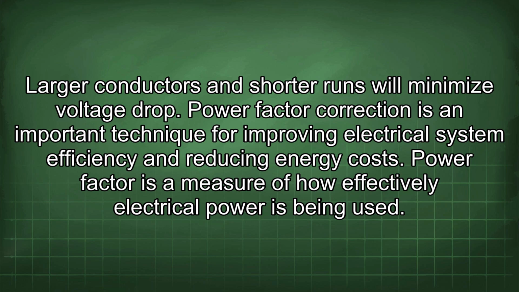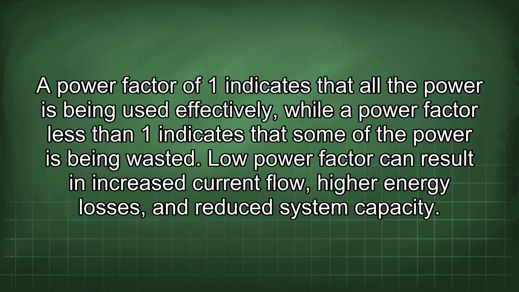Power factor correction is an important technique for improving electrical system efficiency and reducing energy costs. Power factor is a measure of how effectively electrical power is being used. A power factor of 1 indicates that all the power is being used effectively, while a power factor less than 1 indicates that some of the power is being wasted. Low power factor can result in increased current flow, high energy losses, and reduced system capacity.